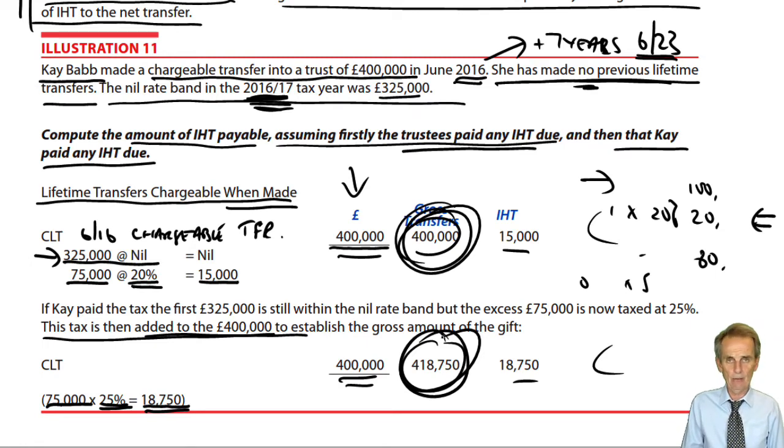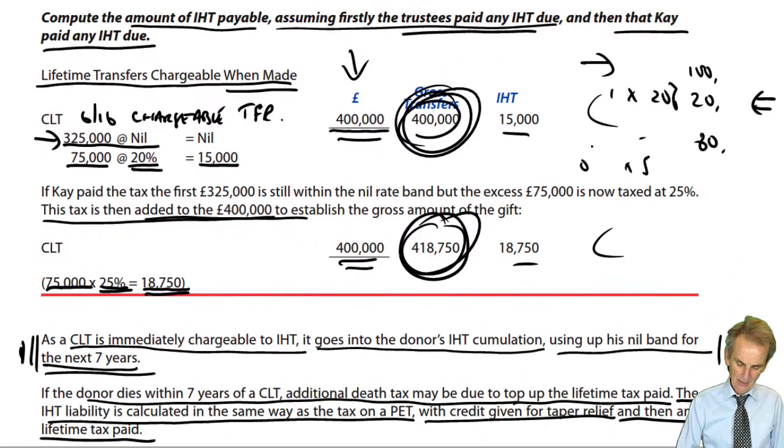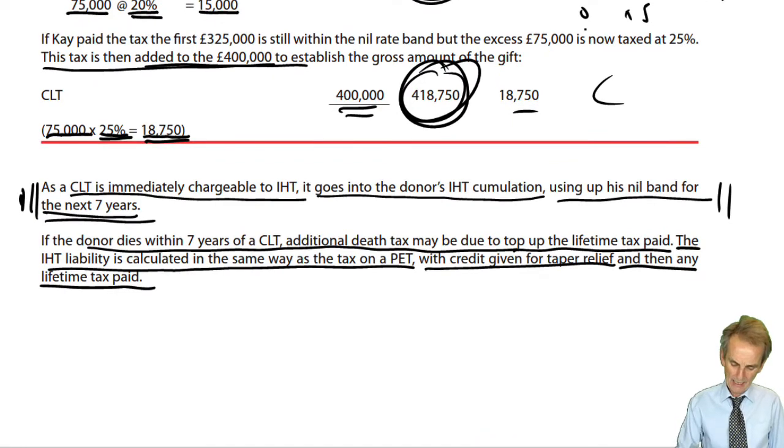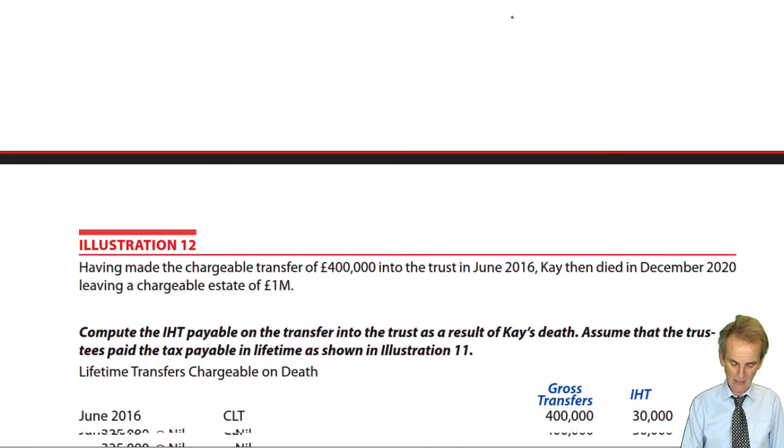It's then back to the same question. Once you know it's all taxed, it's all above the nil rate band, who pays? Is it gross? Is it net? Is it 20%? Is it 25%? Okay. At this point though, we've worked out the lifetime tax. What happens then if the taxpayer dies?